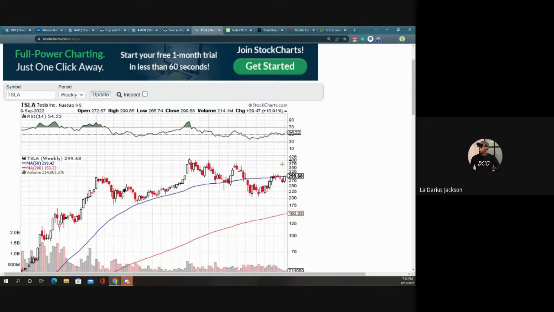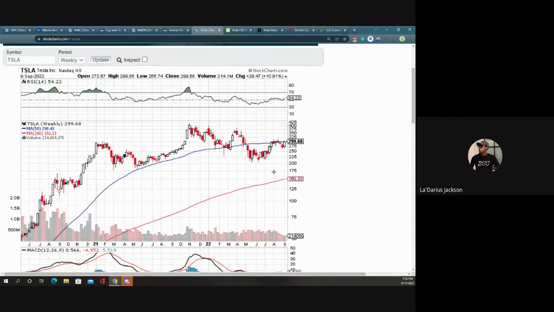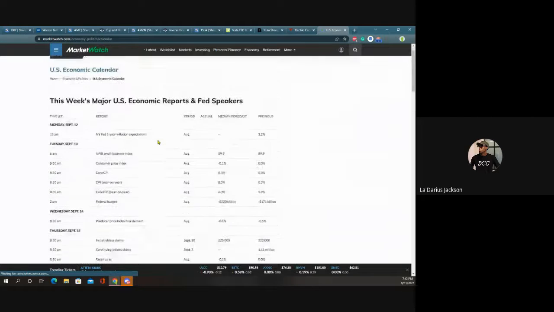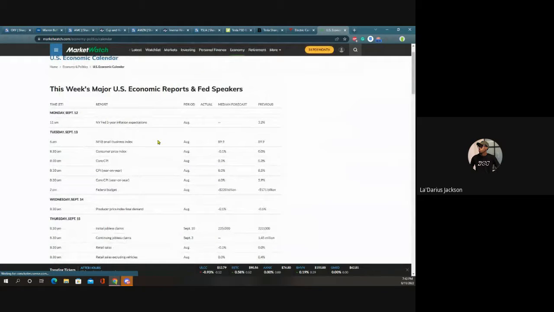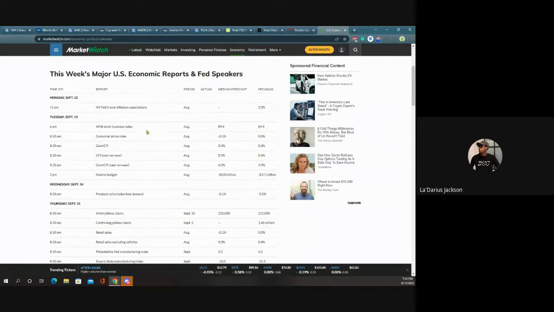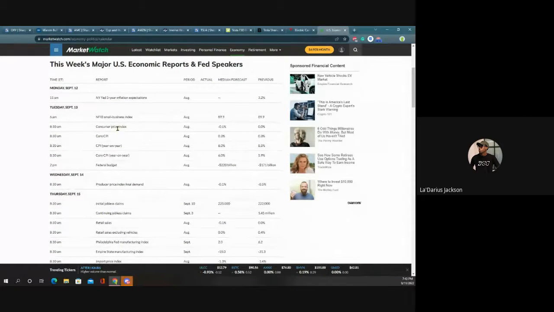But before we get to 375 or in the 400 range, it may take a few weeks, 2 or 3 weeks. Why am I so convinced that this is going to happen? Well, let me pull up the calendar. So this is the economic calendar for the week for major reports. Tomorrow we don't have anything, but on Tuesday we do have the CPI coming out.